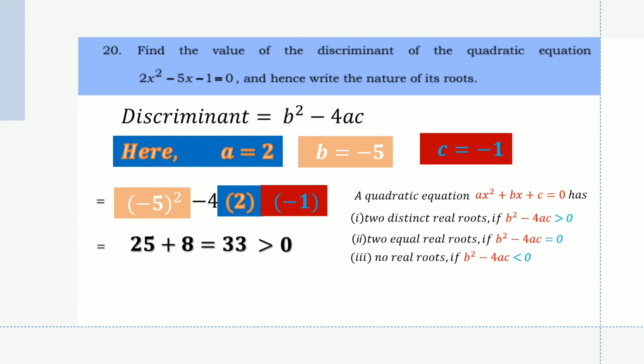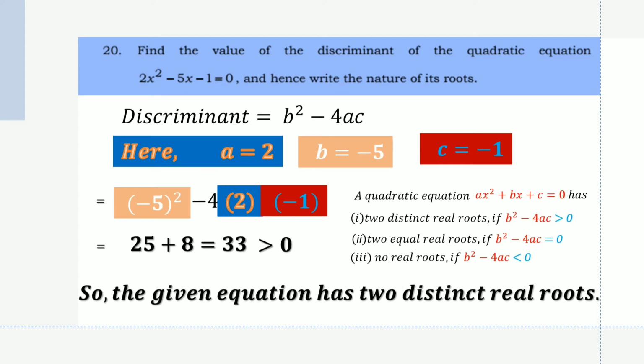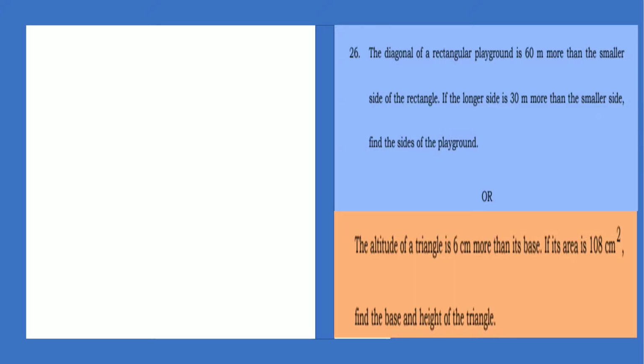We already know that a quadratic equation ax² + bx + c = 0 has two distinct real roots if b² − 4ac is greater than 0, two equal real roots if b² − 4ac is equal to 0, and no real roots if b² − 4ac is less than 0. Here the discriminant is greater than 0, so the given equation has two distinct real roots. Then it is for a 3 marks question.